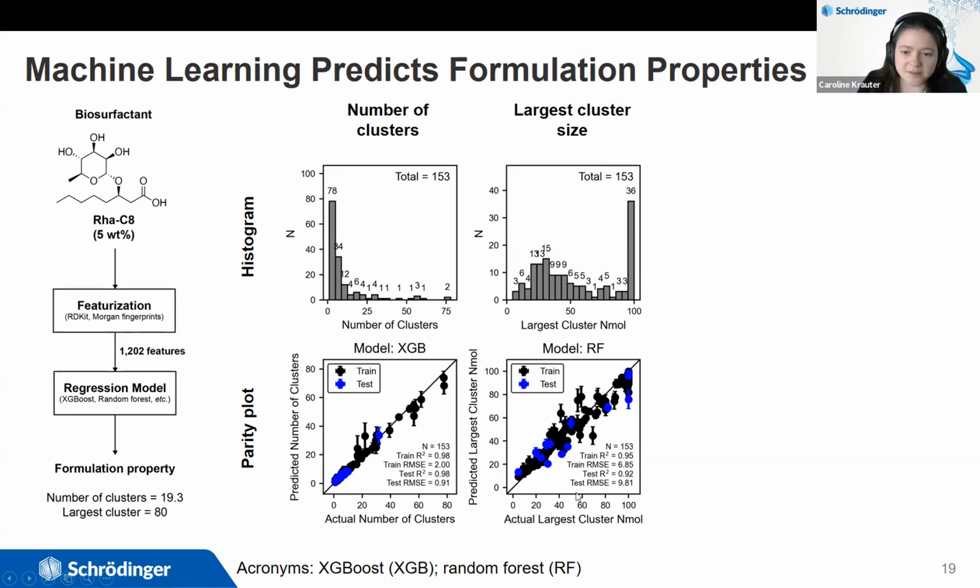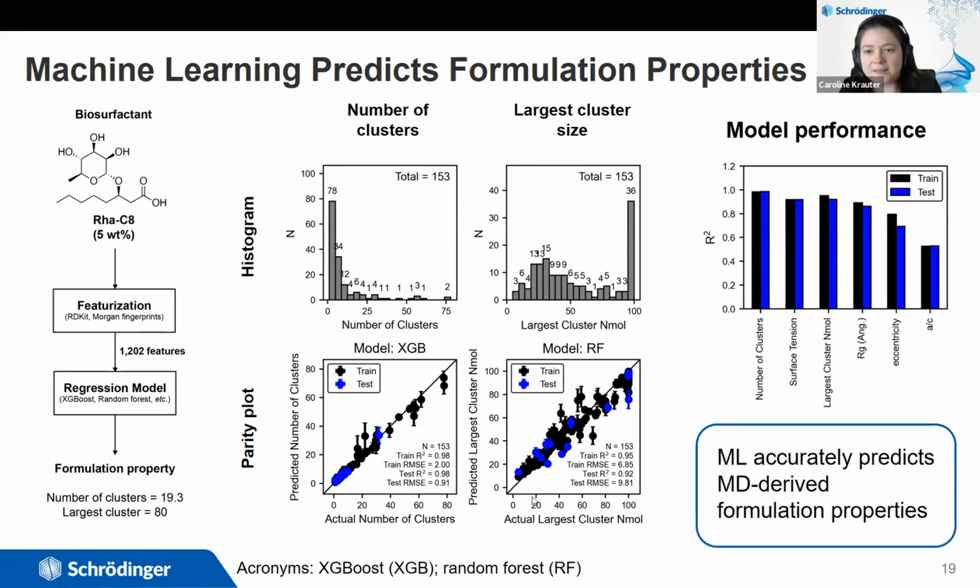And then we take these values, we take our design space, or feature space, and then we come to different models. So depending on the property, different models perform better than others. So in the case of the number of clusters, XGBoost, a gradient boosting technology, performed best, while in the case of the largest cluster, a random forest was performing best. But we would get very good training and test set R² values on these.